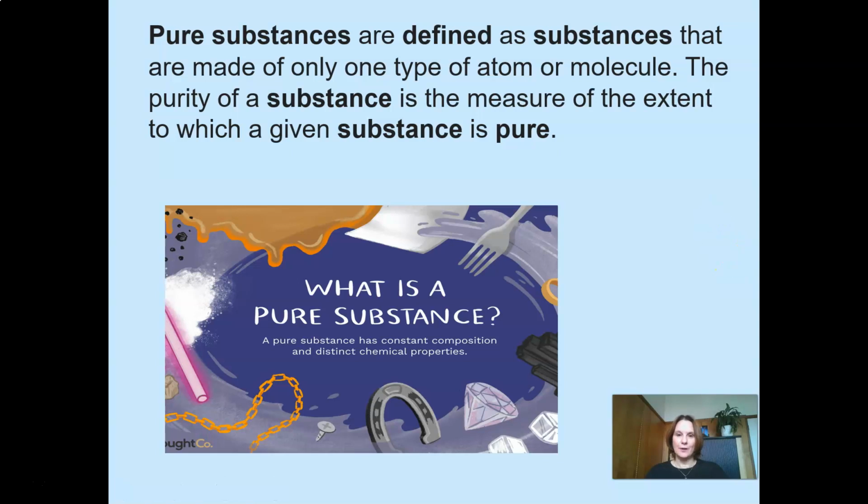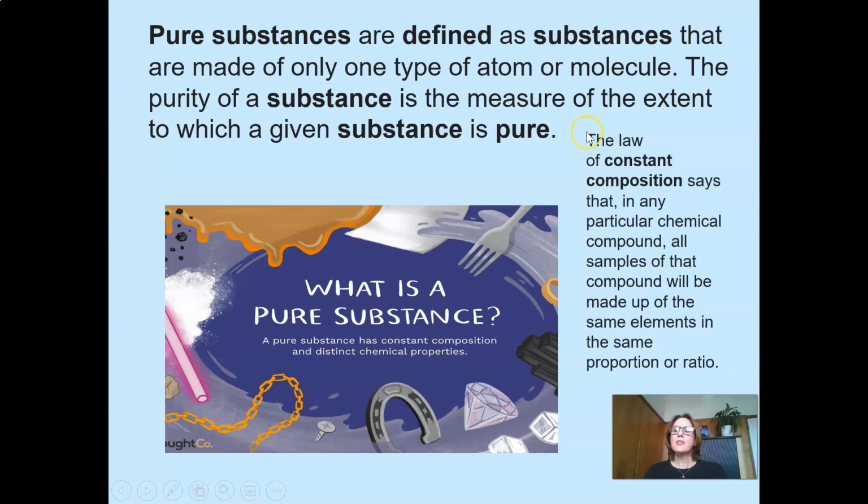So, let's take a closer look. What is a pure substance? Right. A pure substance has constant composition and distinct chemical properties. Let's take a closer look. The law of constant composition says that in any particular chemical compound, all samples of that compound will be made up of the same elements in the same proportion or ratio. Stay with me. Don't go away. It makes a lot of sense the further we delve.